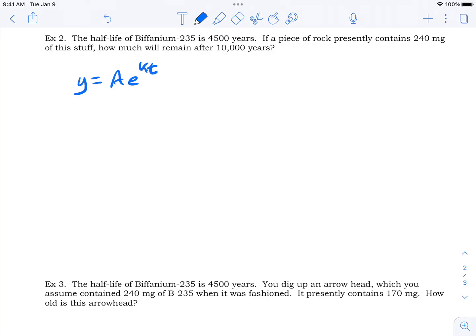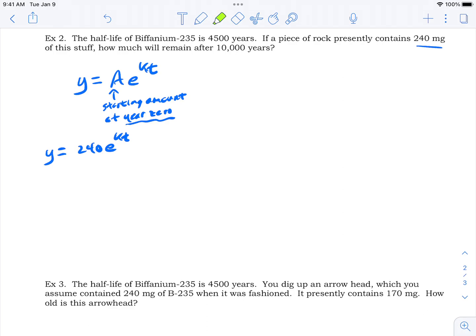Exponential growth and decay follow this formula. Again, this is the starting amount, and by starting, we say at year 0. You have to start your counting at year 0. And then k is going to be some constant we have to solve for. And then t, of course, is time going by. So for this one, we're starting at 240 milligrams. Cool. So we know that part of our formula already.